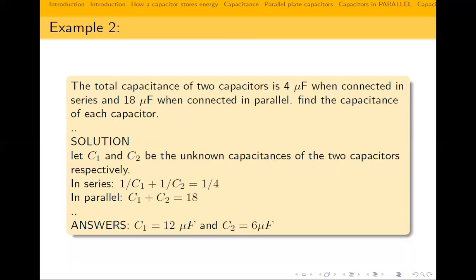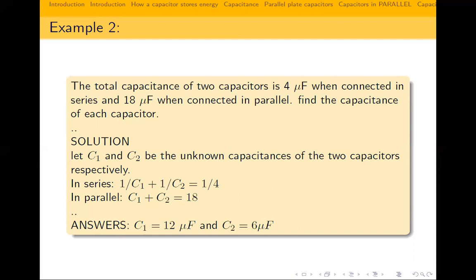Example number 2. The total capacitance of two capacitors is 4 when connected in series and 18 when connected in parallel. Find the capacitance of each capacitor. This is a good question. So how do we go about it? First, you put your variables. You say let C1 and C2 be the unknown capacitances of the two capacitors. That is what you need to calculate.